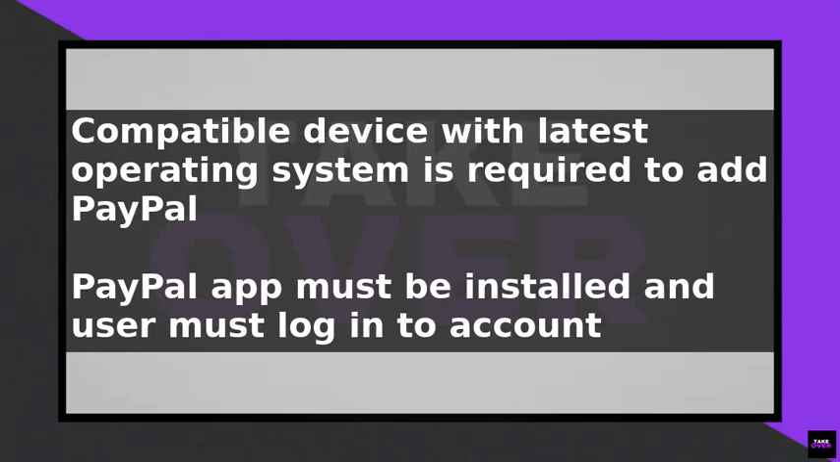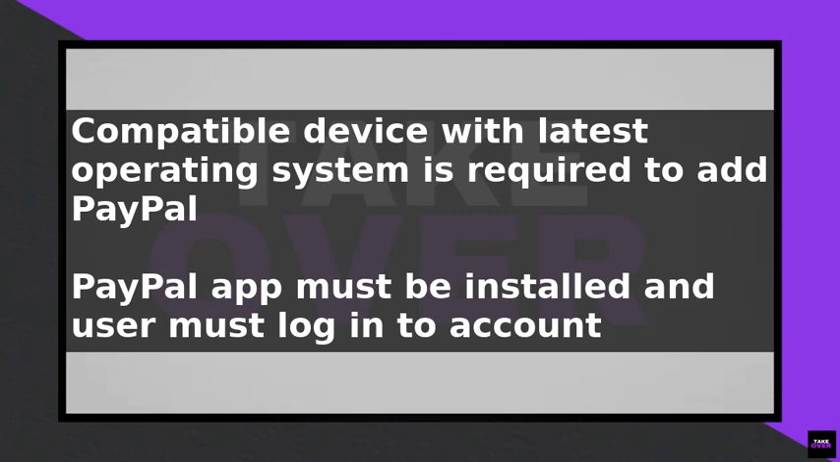To add PayPal to Apple Pay, you need to have a compatible device with the latest operating system and the PayPal app installed. First, open the PayPal app and log into your account. Then, go to the Settings or Profile section and look for the Apple Pay option.